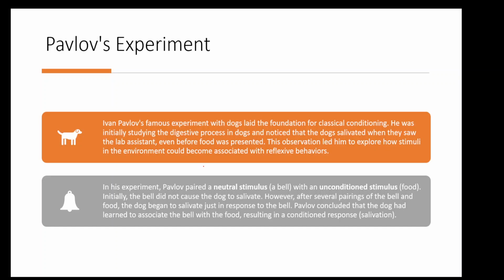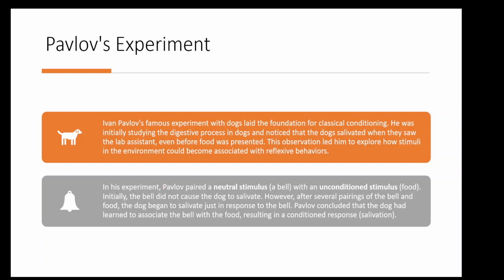Pavlov's experiment. Ivan Pavlov's famous experiment with the dogs laid the foundation for classical conditioning. He was initially studying the digestive process in dogs and noticed that dogs salivated when they saw the lab assistant even before food was offered. This observation led him to explore how stimuli in the environment could become associated with reflexive behaviors.